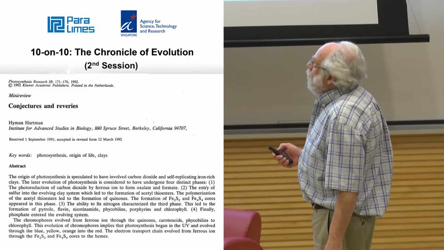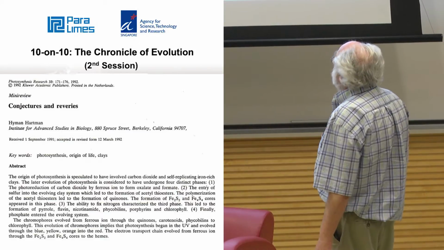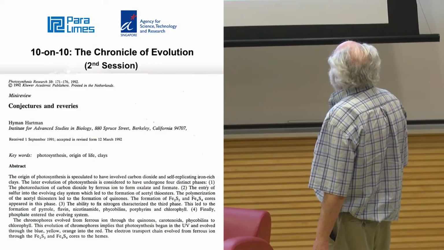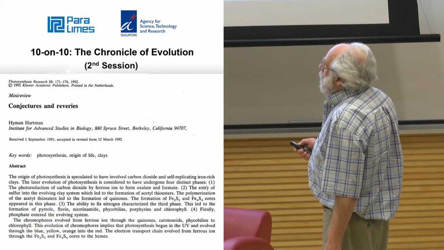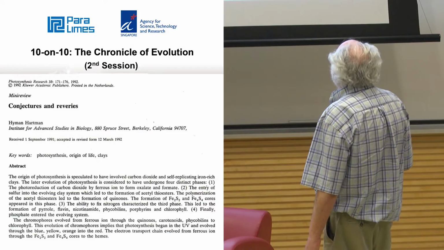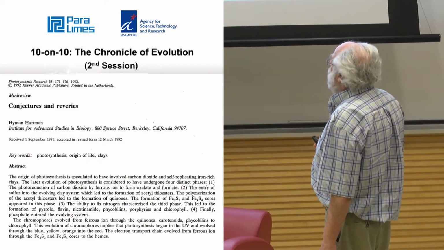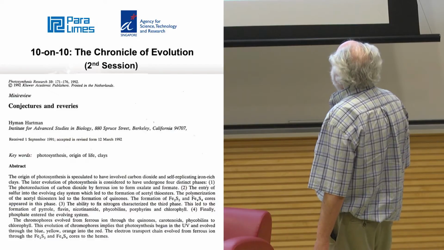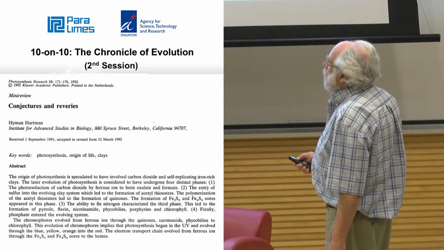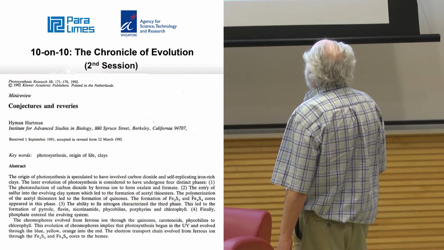The origin of photosynthesis is postulated to have involved carbon dioxide and self-replicating iron-rich clays. The later evolution of photosynthesis is considered to have undergone 4 distinct phases. 1, the photoreduction of CO2 by ferrous iron to form oxalate and formate. 2, the entry of sulfur into the evolving clay system, which led to the formation of acetyl thioesters.